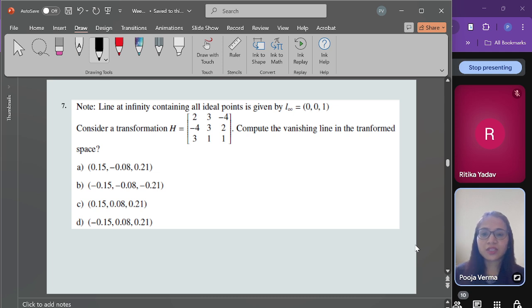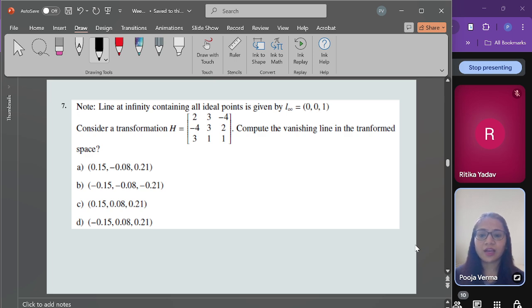Okay, so moving to the next question. The next question is: the line at infinity containing all ideal points is given by L infinity equal to (0, 0, 1). Consider a transformation H. The H transformation matrix is given. Compute the vanishing line in the transformed space. So how can we calculate it?